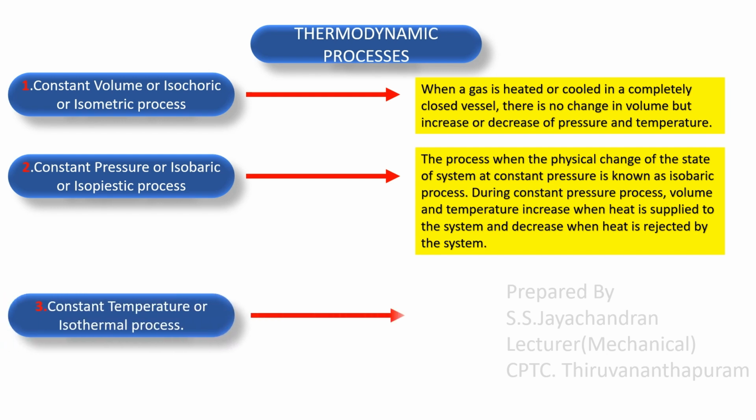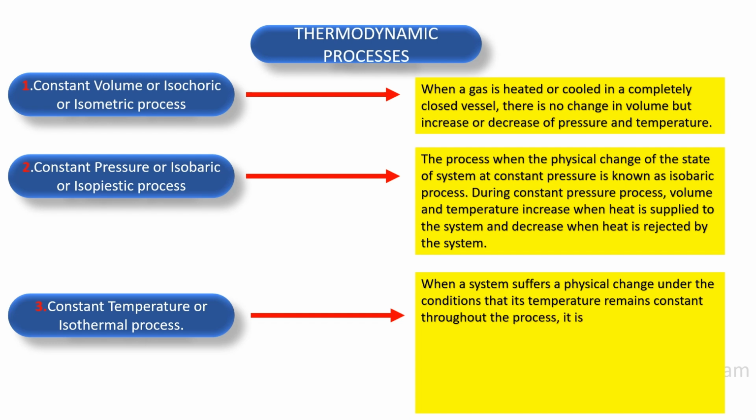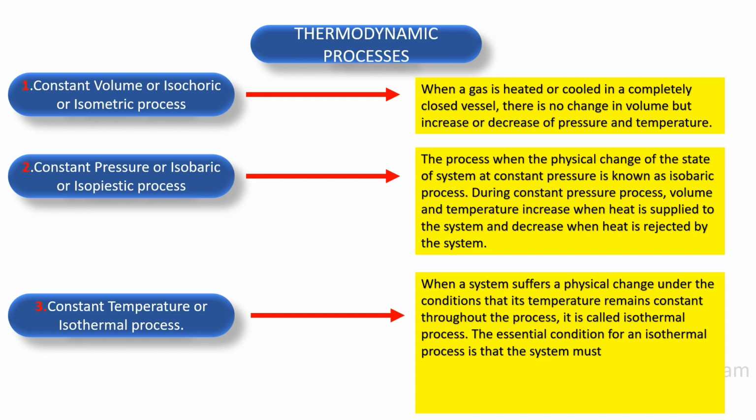3. Constant temperature, or isothermal process. When a system suffers a physical change under the conditions that its temperature remains constant throughout the process, it is called an isothermal process. The essential condition for an isothermal process is that the system must be contained in a perfectly conducting chamber and the changes should be slow enough to ensure free exchange of heat with the surroundings.